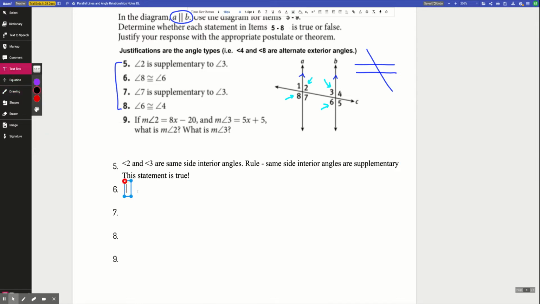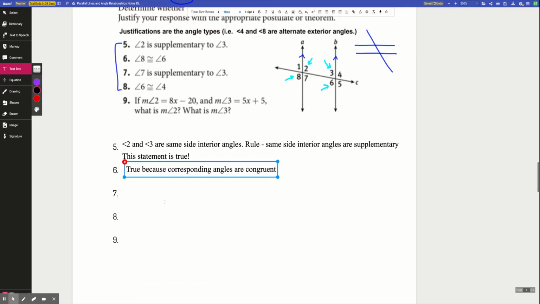So the way that you would write this is you would say true because corresponding angles are congruent. Okay, right, so that's a simpler way to write it.